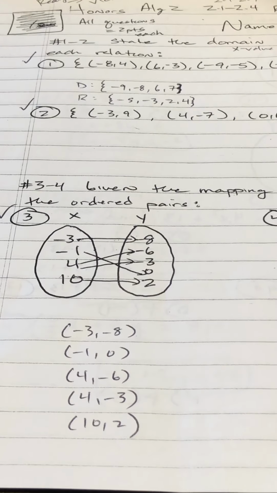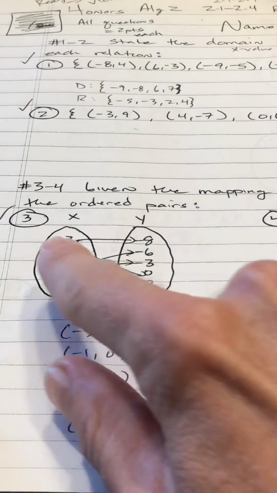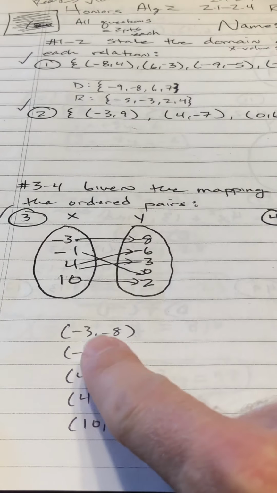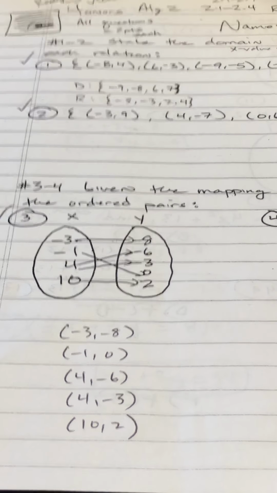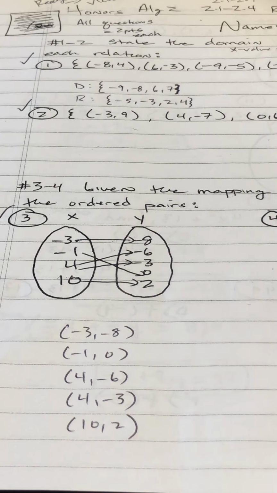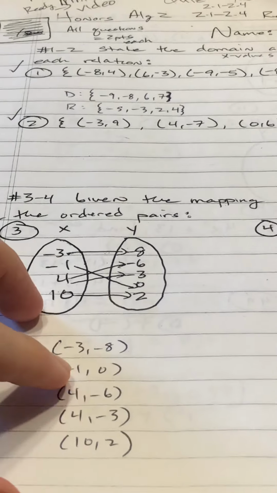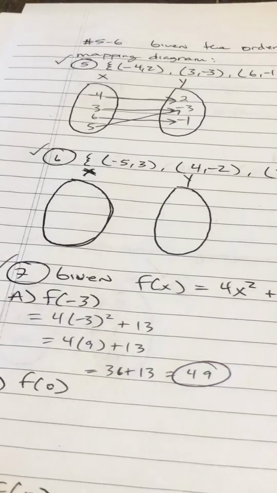So number 3, given the mapping diagram, write the ordered pairs. -3 goes with -8, that's why I wrote -3, -8. -1 goes with 0, that's why I wrote -1, 0. 4 goes with -6, and you can see from there. These are all the ones we did not do in class. I think there's another review video online.